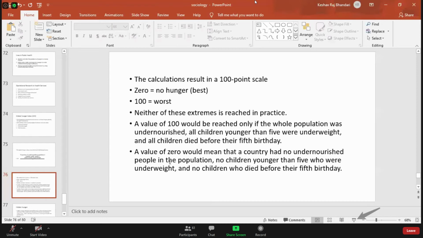The lower the number, the better the indicator. A higher number means there is a higher proportion of hunger in the population. So it is from 0 to 100. 0 is also not possible, 100 is also not possible. It is between less than 100 and more than 0.